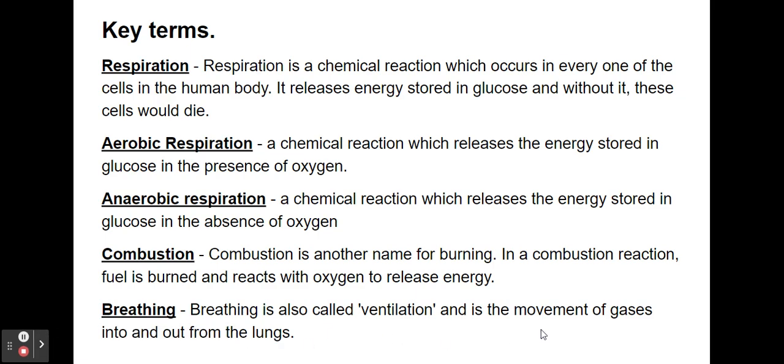So we've got combustion. Combustion is another name for burning. In a combustion reaction, fuel is burned and reacts with oxygen to release energy. Now, it's easy to see from that definition why students can confuse combustion and respiration. Both of the reactions release energy, but they don't release energy in the same way. Combustion releases energy very quickly when compared to respiration.